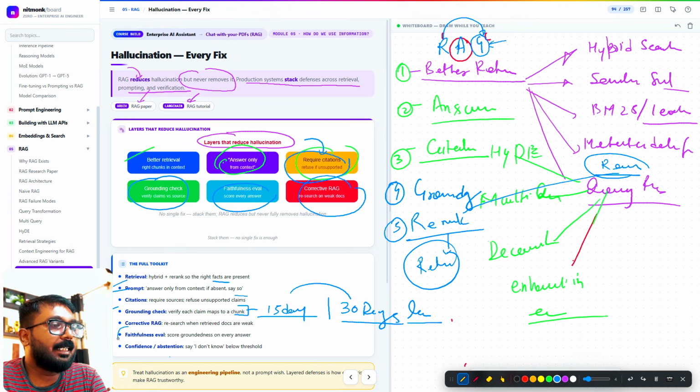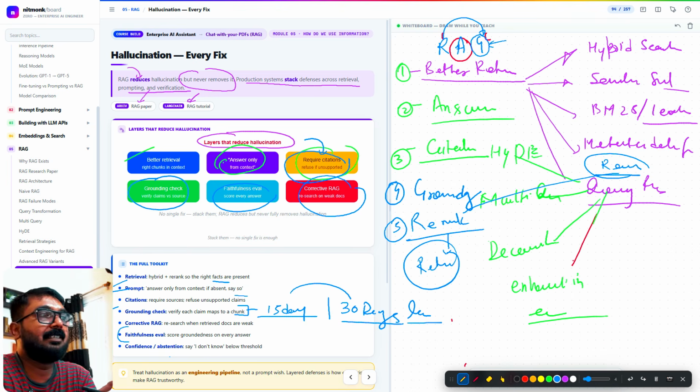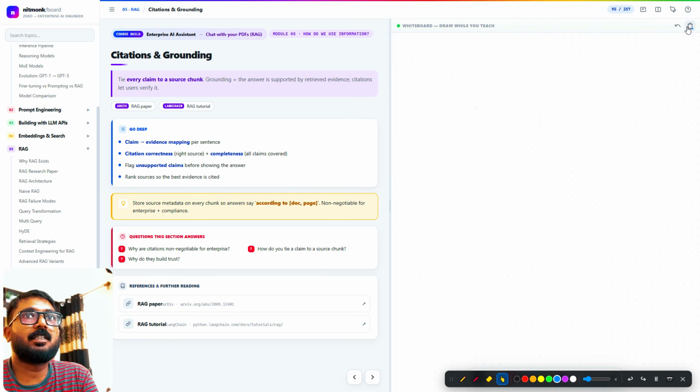And this is what they ask: faithfulness, precision, recall. Once you try to go ahead with the evaluation of RAG, someone will ask, how do you evaluate RAG? And these are the main things that you will evaluate RAG on. Now let's move to the next topic, that is citation and grounding. I think I've already covered it.